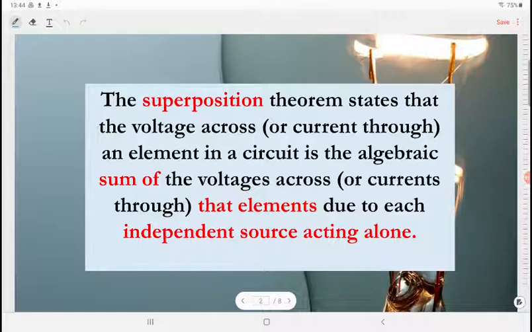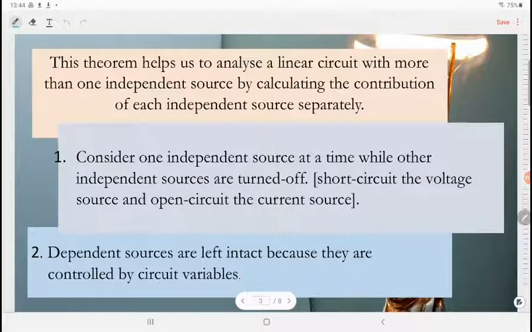So in the superposition theorem, we are looking for the current or voltage value by considering only one independent source active at one time. But at the end, we will find the total voltage or the total current by doing a summation of the voltage and the current values. This theorem helps us to analyze a linear circuit with more than one independent source by calculating the contribution of each independent source separately.